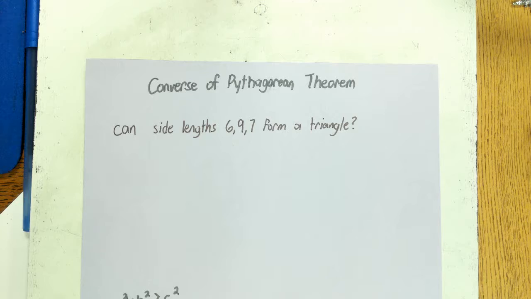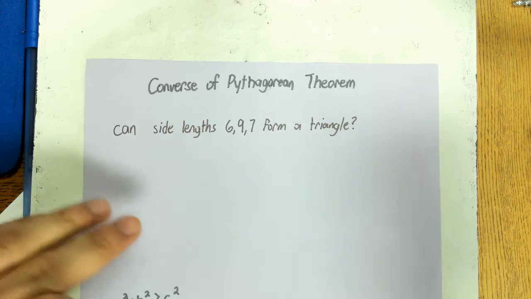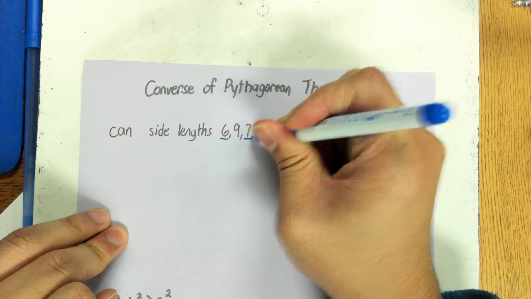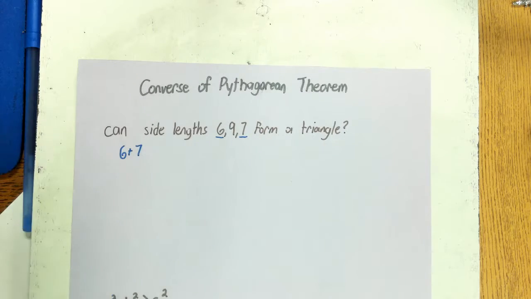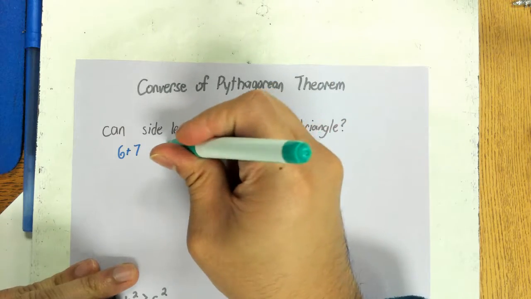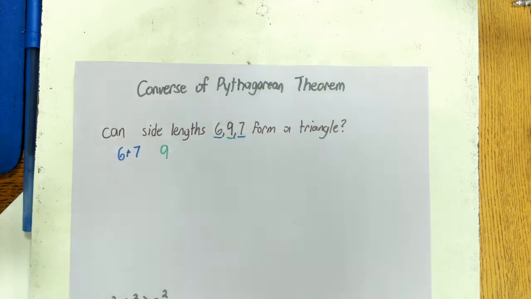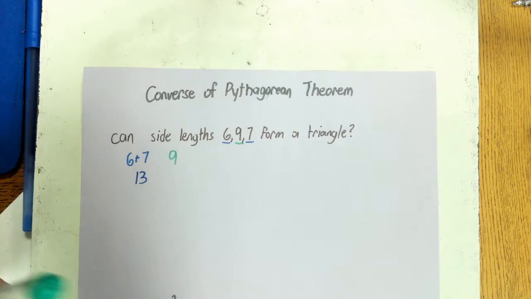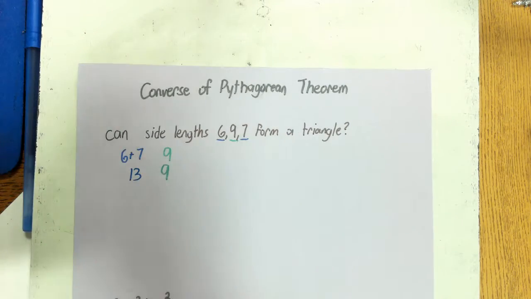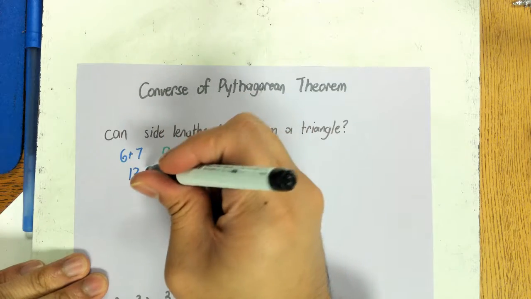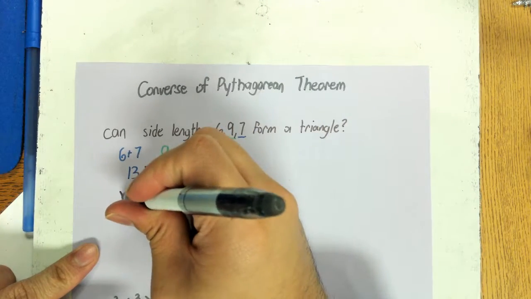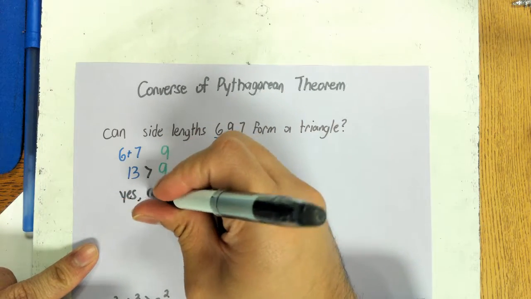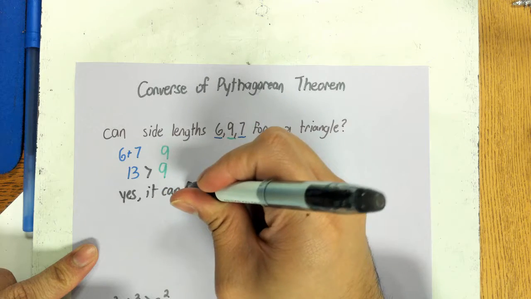To do that, we check to see, are the two smaller sides, 6 and 7, when I add these together, is it greater than the third side, the biggest side, which is 9? So we see 6 plus 7 is 13. We have 9 on the other side. My two smaller sides when combined is greater than the third side. So yes, it can form a triangle.